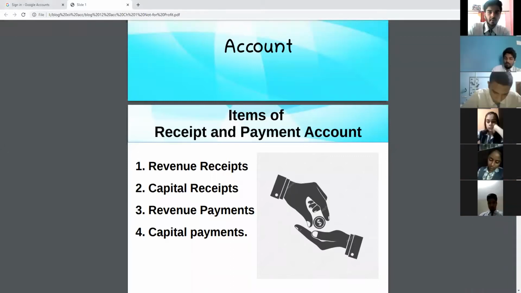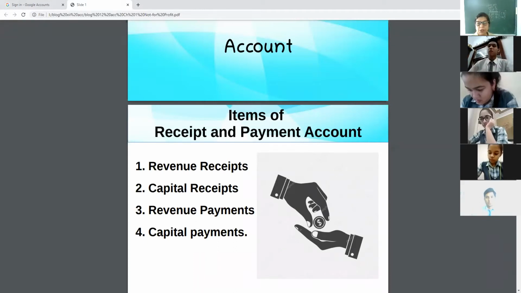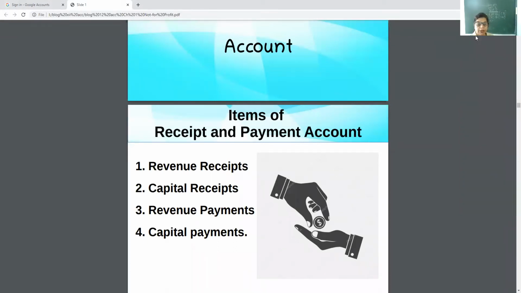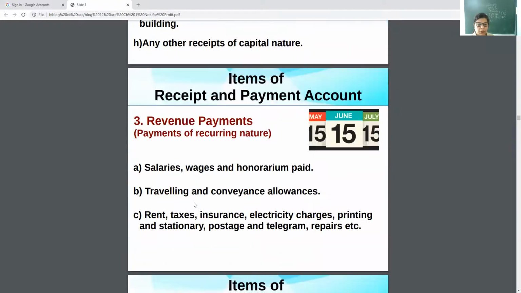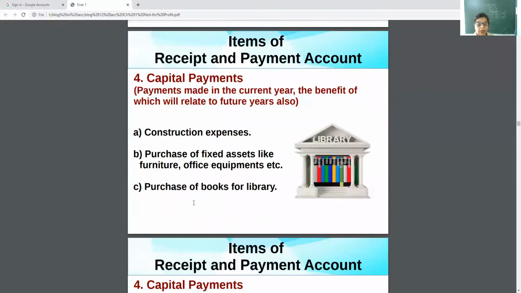Now, what are revenue receipts? Revenue receipts are those receipts which are recurring and repeating in nature. Capital receipts are non-recurring and non-repeating. Same definition for revenue payments, which are recurring and repeating frequently, and capital payments, which are non-recurring and non-repeating. Yesterday I explained that.